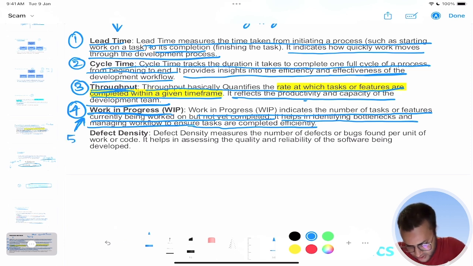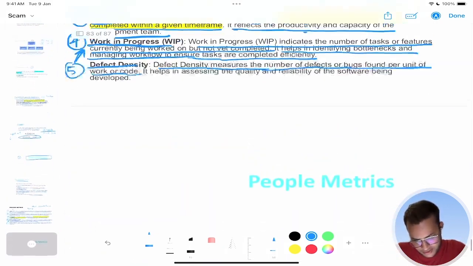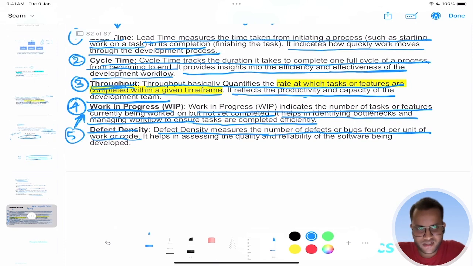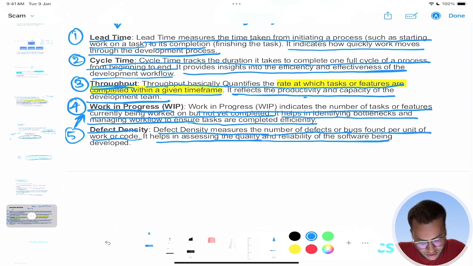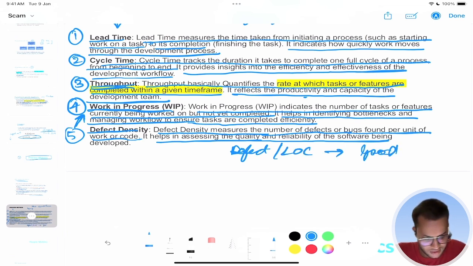Now, the fifth is the defect density. Defect density measures the number of defects or bugs found per unit of work or code. As I said above, it is the number of bugs or defects we get per lines of code. It helps in assessing the quality and reliability of software. If the defect density per lines of code is low, then we have good software. Else, the software is not that good, and we need to test it rigorously to find all the bugs and fix them.